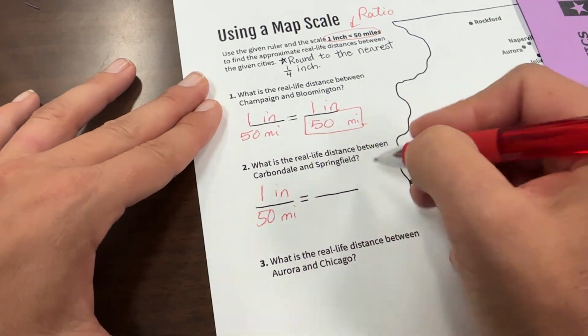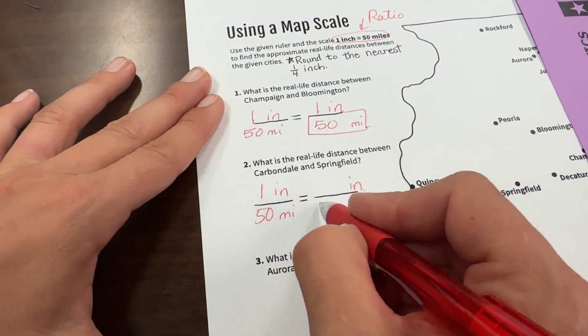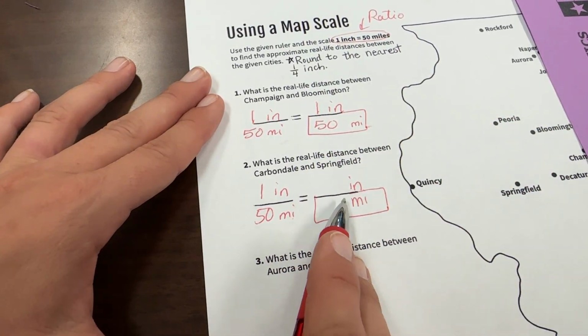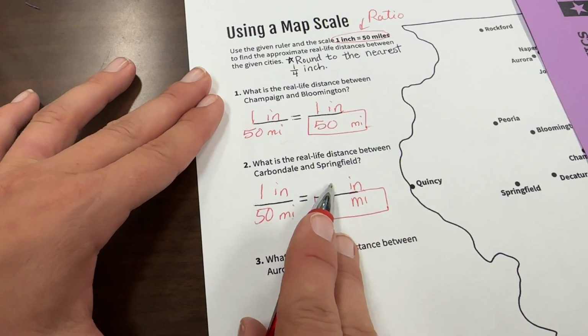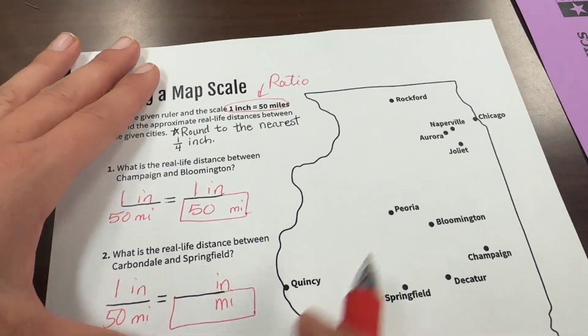Since we have inches over miles, we're going to put inches over miles here. They want the real life distance, which would be in miles, so they're going to want this. So we need to measure to get this. So Carbondale to Springfield.